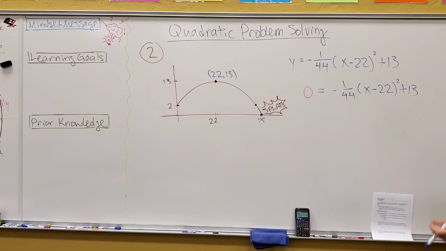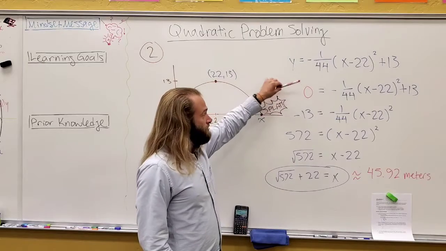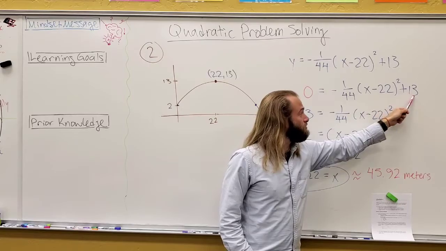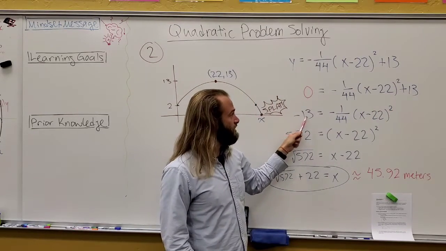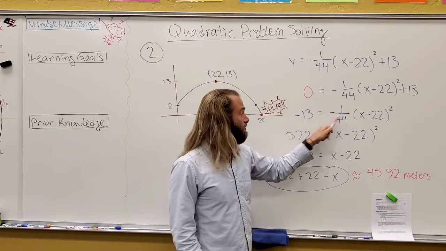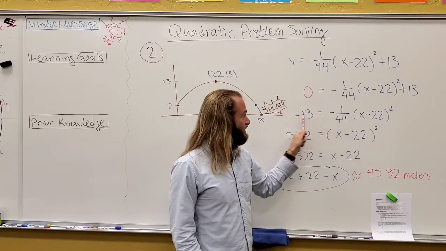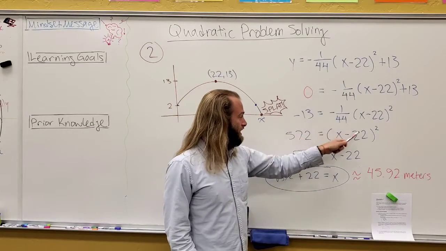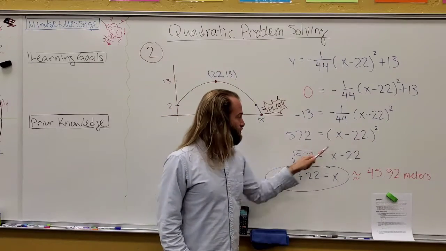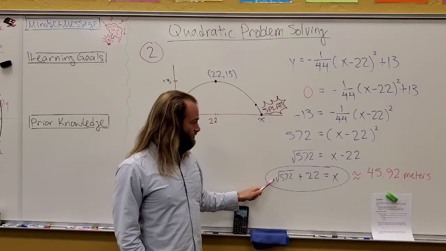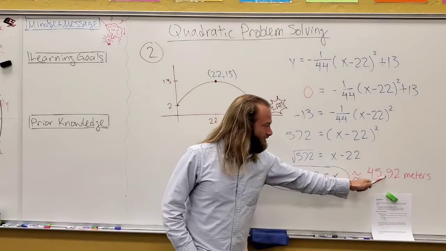Okay? So I'm going to write all the steps out and come back together to finish it off. Okay, so to finish this off, we're solving for x, right? So subtracting 13 must be first from both sides. And then this negative 1 over 44, I multiplied by negative 44 on both sides. This will cancel out, and then that becomes positive 572. And then I need to take the square root on both sides. So I get x minus 22 equals square root of 572, and then I just add 22 over there. And that ends up being about 45.92 meters.